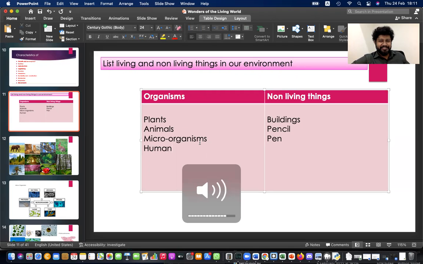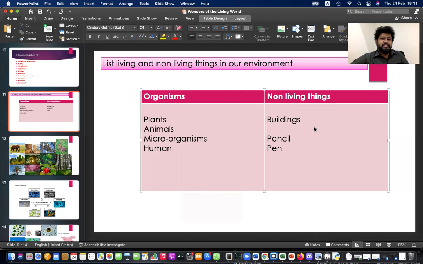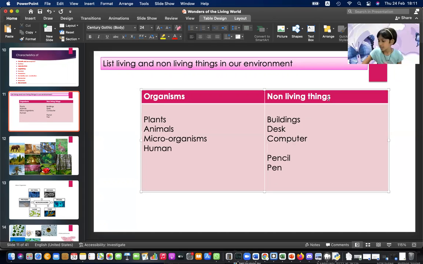You can tell. Okay, so what's around you? Can you tell me the things around you? I think you can see your desk, computer, maybe your pen, pencil, books. Those are non-living. Can you tell me a few more?